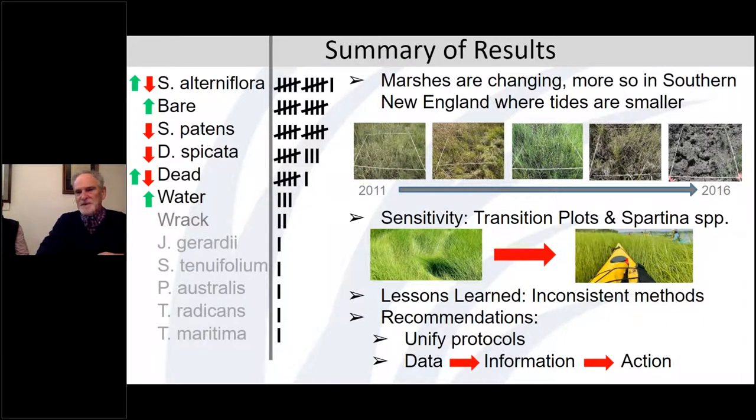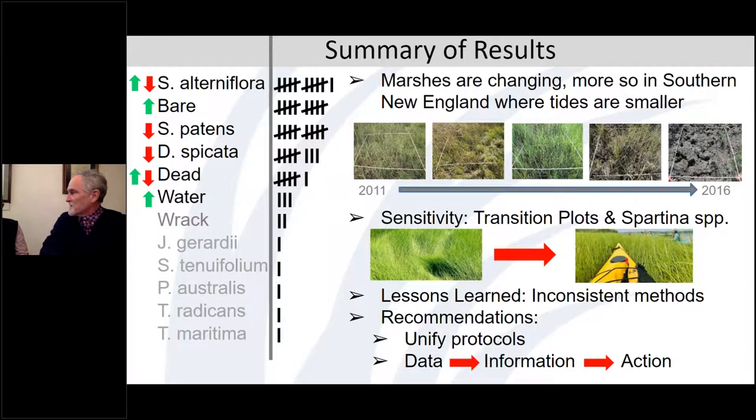In terms of sensitivity, that's a big question from our stakeholders. They want to know what's the most sensitive, and it's Spartina in New England, because that's Spartina alterniflora and patens are the two species that are likely to be in almost all the plots. One or the other of those species are likely to be in all your plots. So that's an important consideration. You want something that's in all your plots to be sensitive. And also, if you have a set of transition plots between low and high marsh, that was the most sensitive as well.